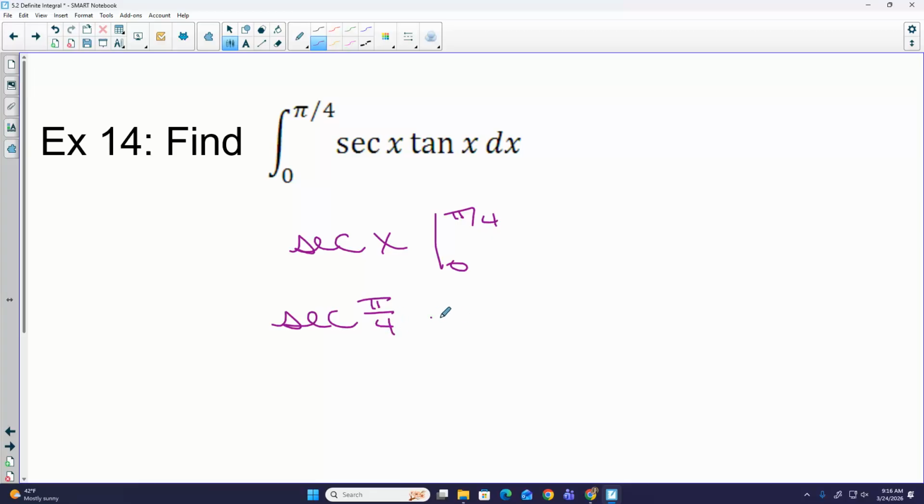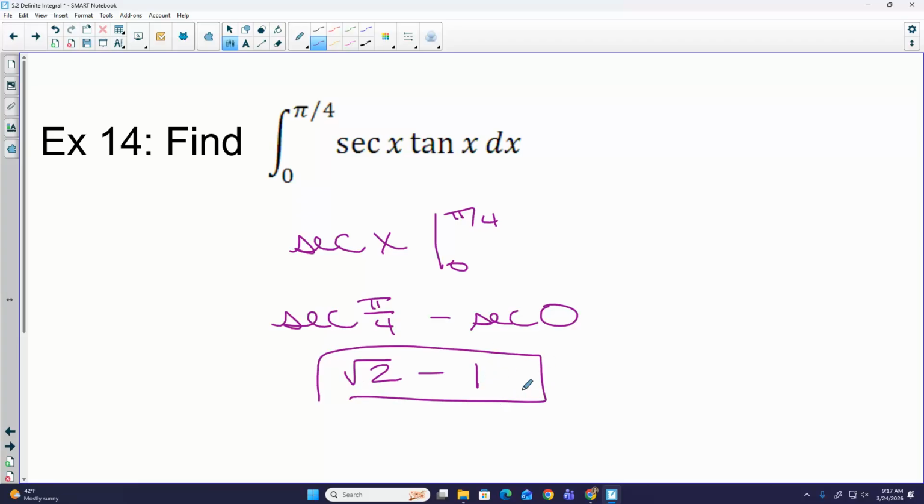So secant of pi over 4 minus the secant of 0. Secant's reciprocal cosine. Cosine of pi over 4 is radical 2 over 2, so secant would be the reciprocal, or just the square root of 2. Cosine of 0 is 1, so reciprocal is 1. So we just get radical 2 minus 1.